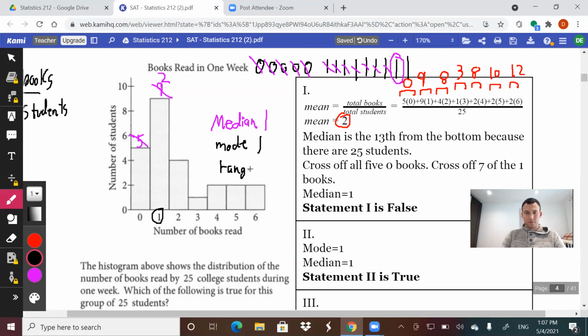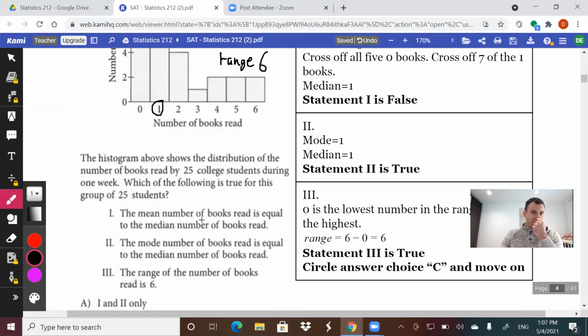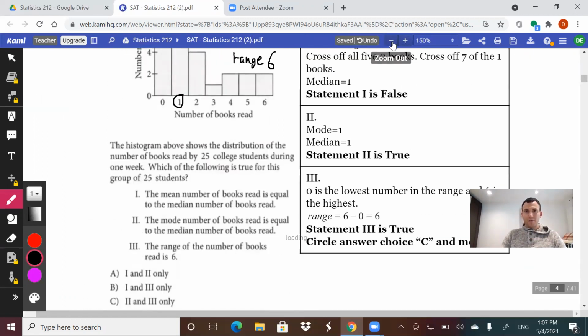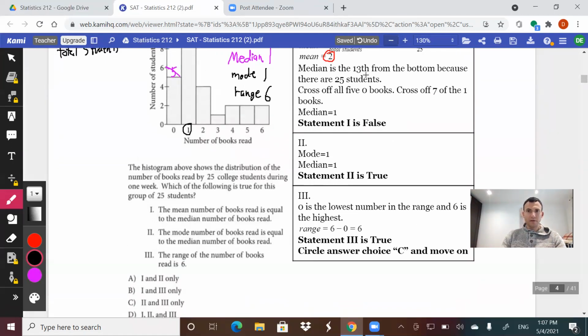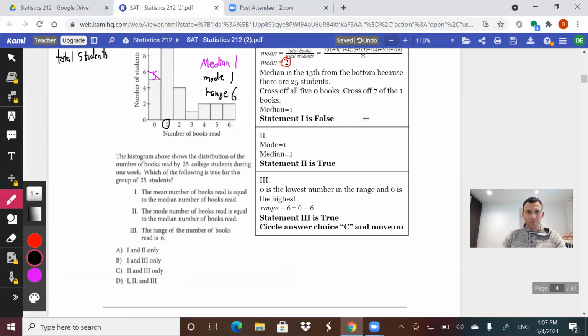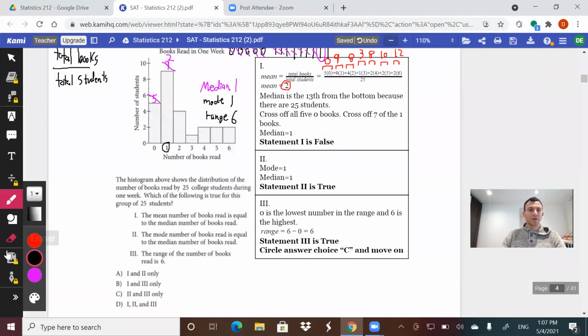Okay, so let's take a look at the statements. And I'll zoom out so we have all of our data in front of us. Okay, zoom out just a little bit more. It's a little bit of an eye test.